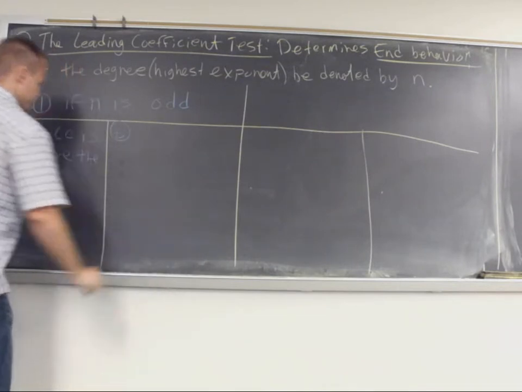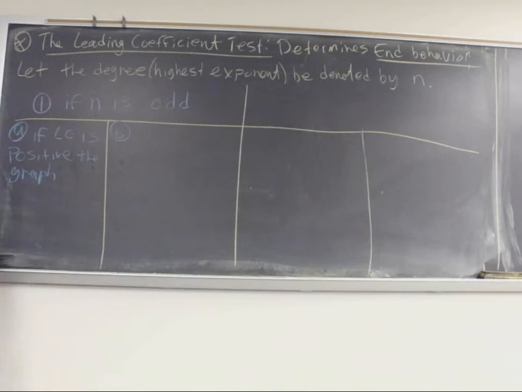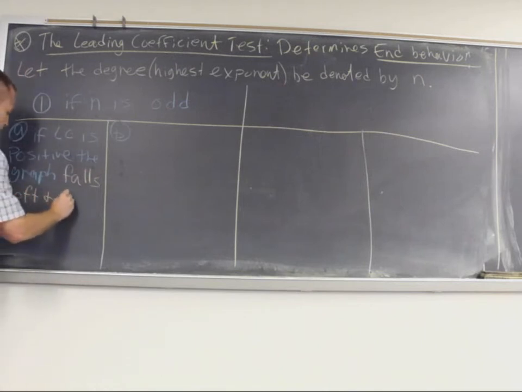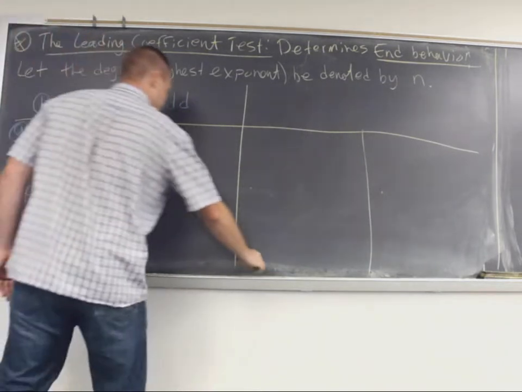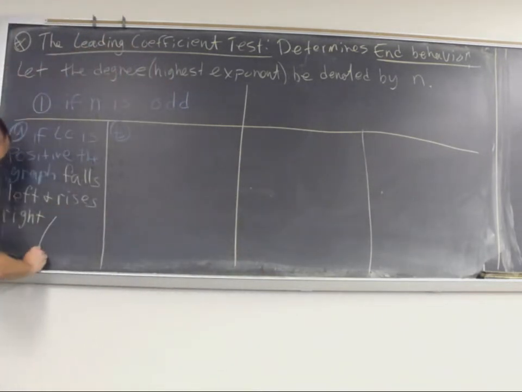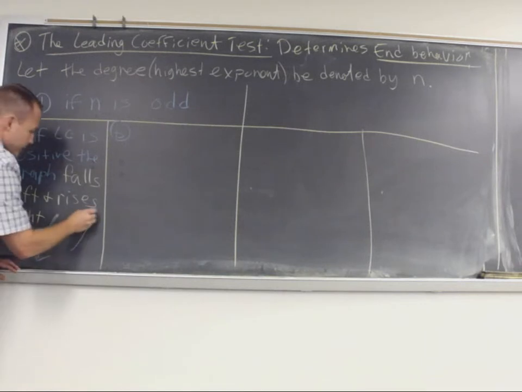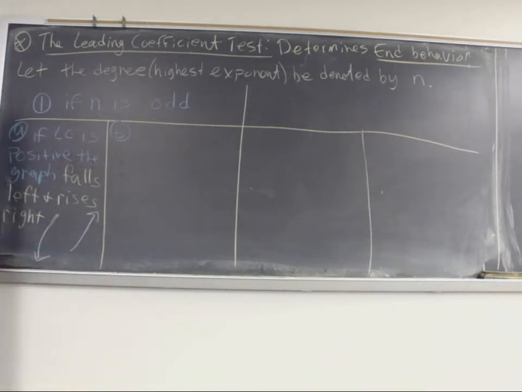that chalk is getting way too small, so I'm going to have to switch on you. The graph falls left and rises right. All right, that means it's going to go down on the left, and then up on the right. And I'll show you, when I get all these up here, I'll talk you through just kind of in your head how you can do these to make it a little easier.